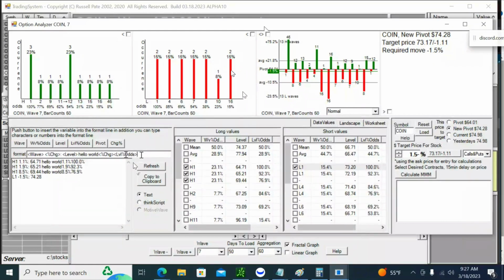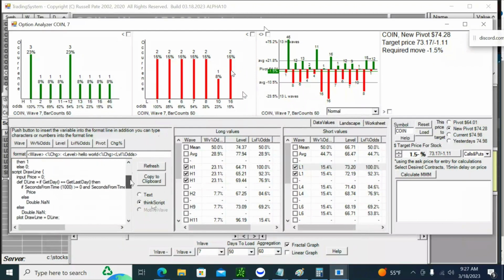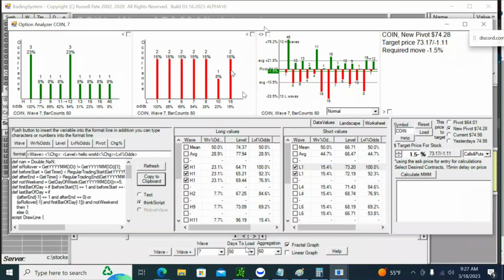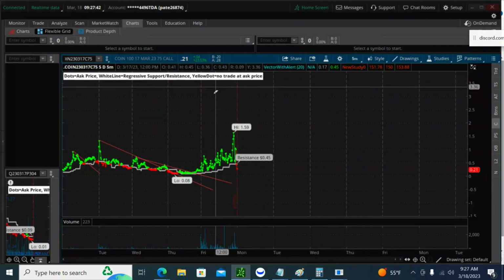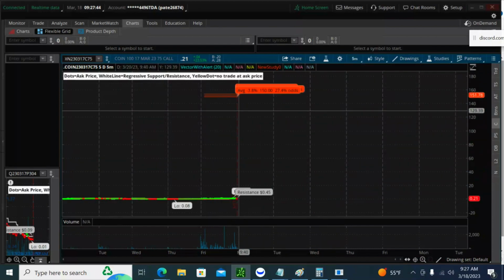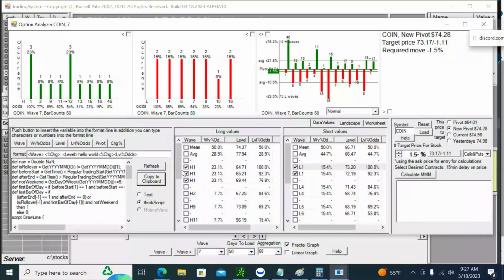It also generates ThinkScript code. If you want to take ThinkScript code and plug it directly in, you can say ThinkScript, and it just right now generated all the code for ThinkScript. Then you can copy it to the clipboard, bring it over, and paste it into an indicator over here. So that's how this all worked.